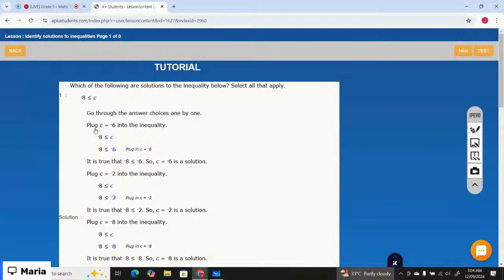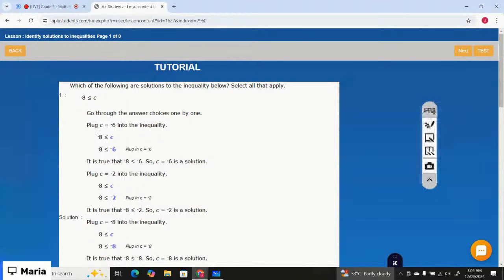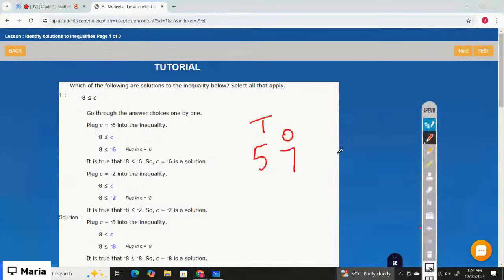Which of the following are solutions to the inequality below? Select all that apply. The inequality is -8 is less than c. You are given the options c is -6, c is -2. You have to see which option is the correct one. Start with c equals -6. Replace the c with -6. So -8 is less than -6.